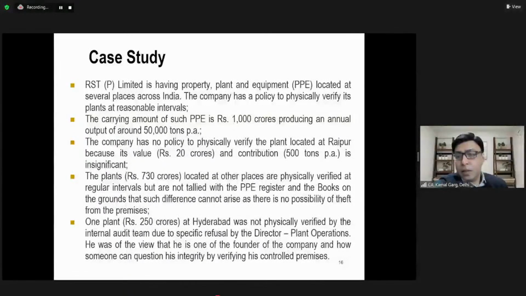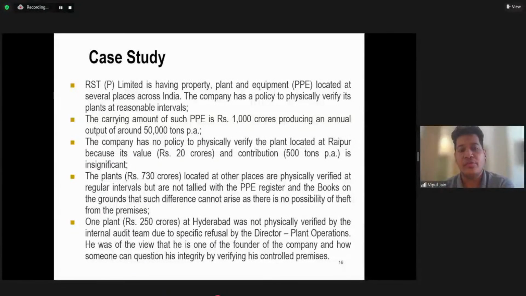And lastly, management is in a position to override the control. The company has a policy to physically verify, but the plant operation director is not allowing you. So management is creating hurdles in your duties. It is a kind of overriding the control policy of this director plant operation. So you will record this thing also. Again, the same thing, inherent risk is also there. Control risk is also there. Detection risk may arise because of these two risks, inherent risk and control risk. So I believe this case study is clear to each one of you.